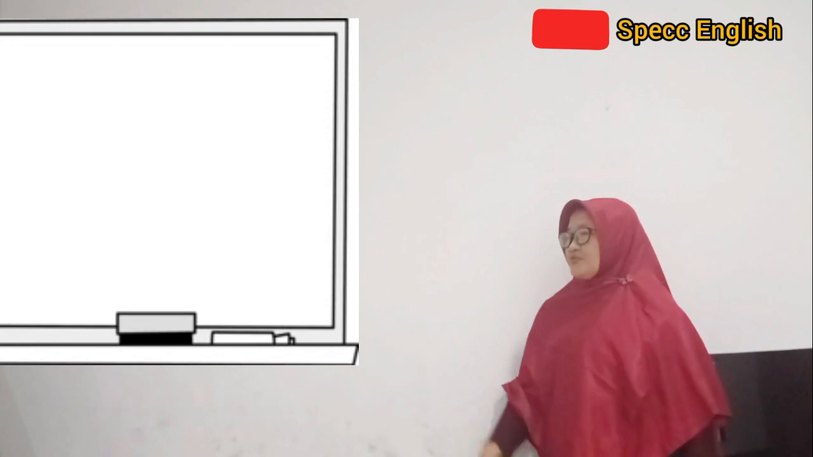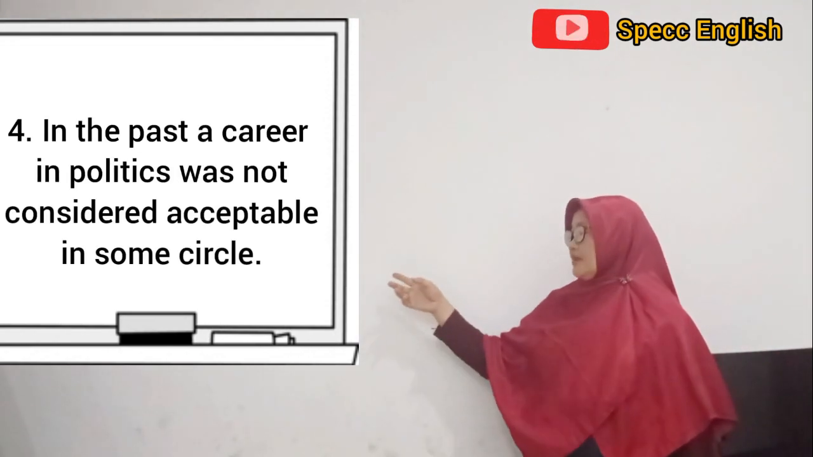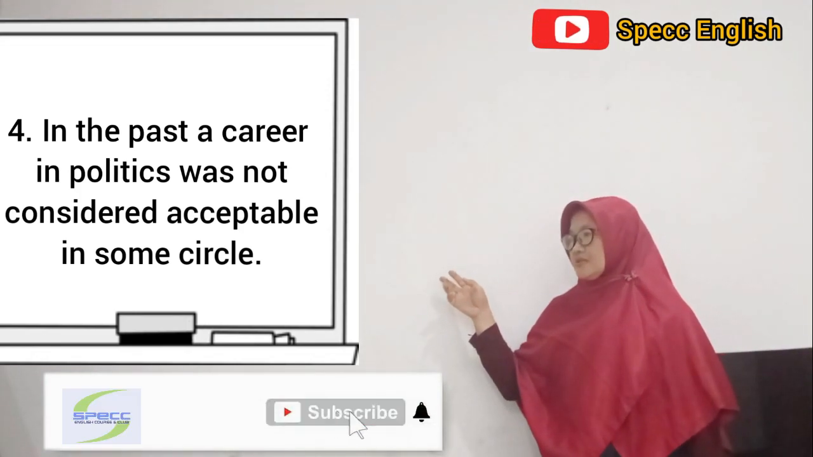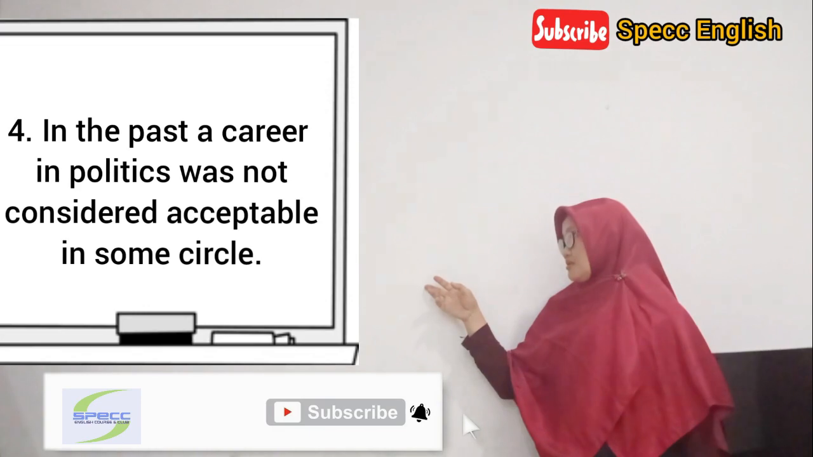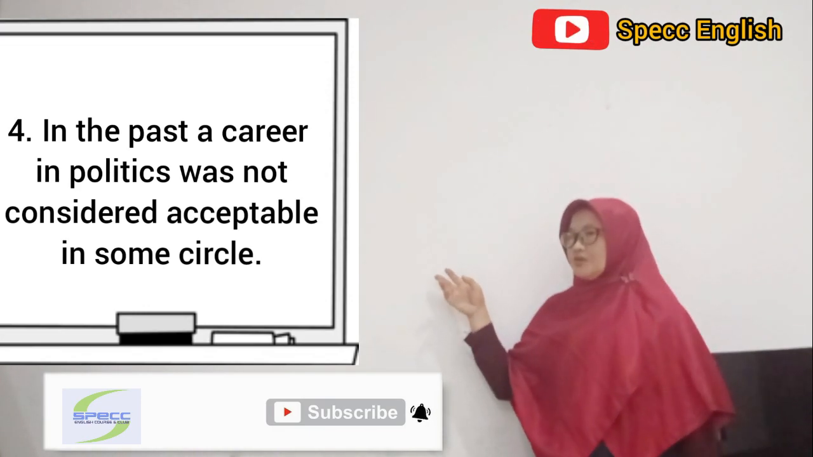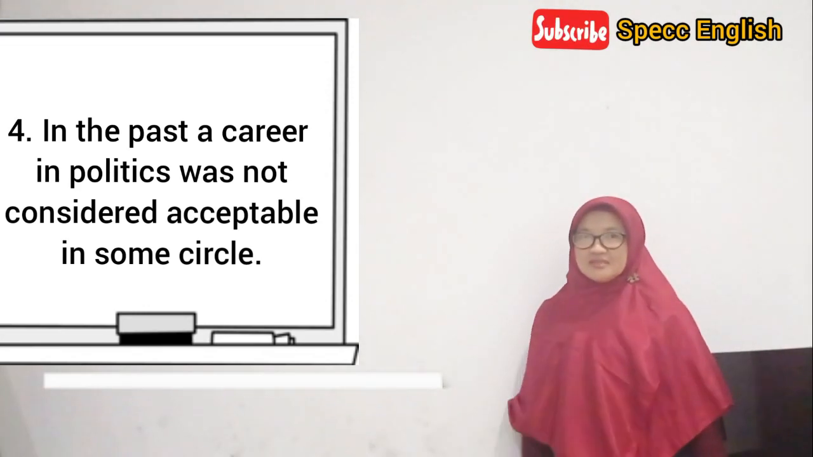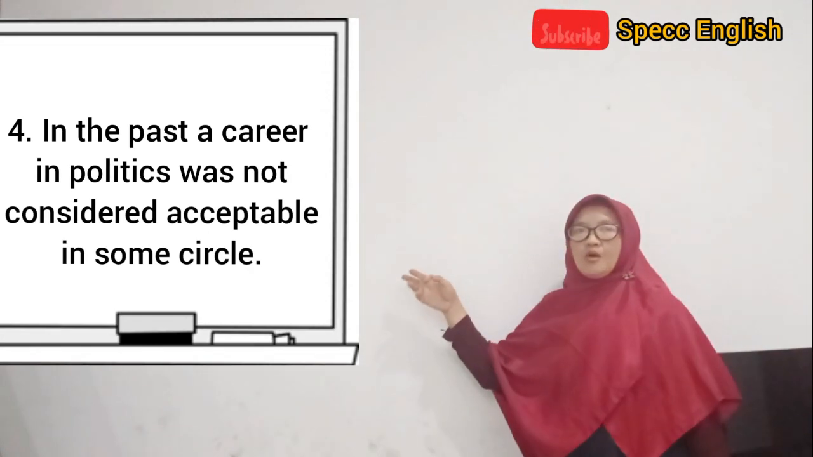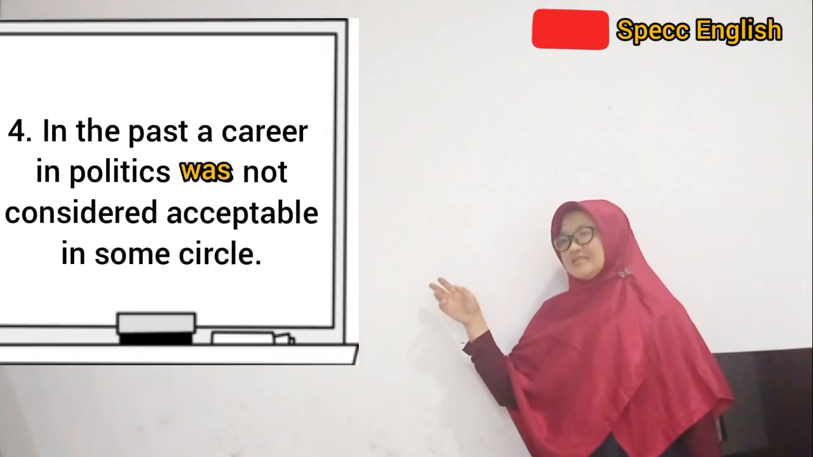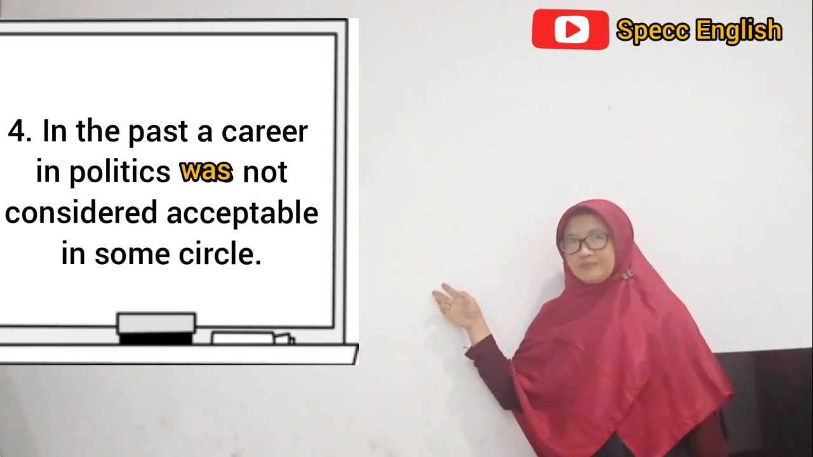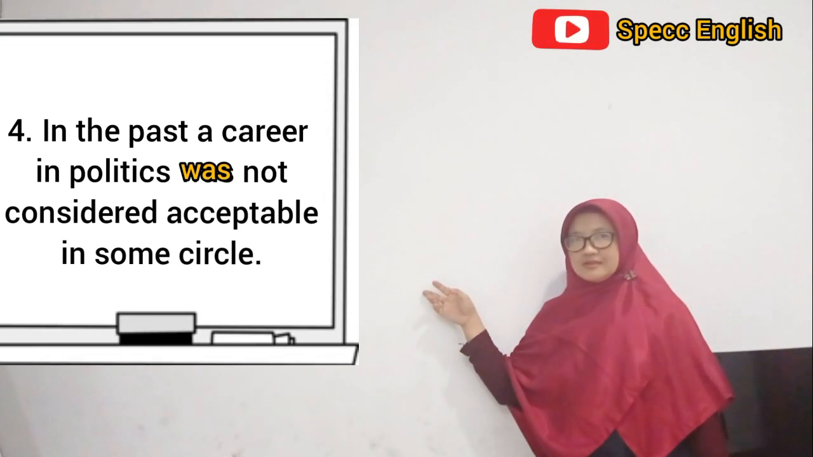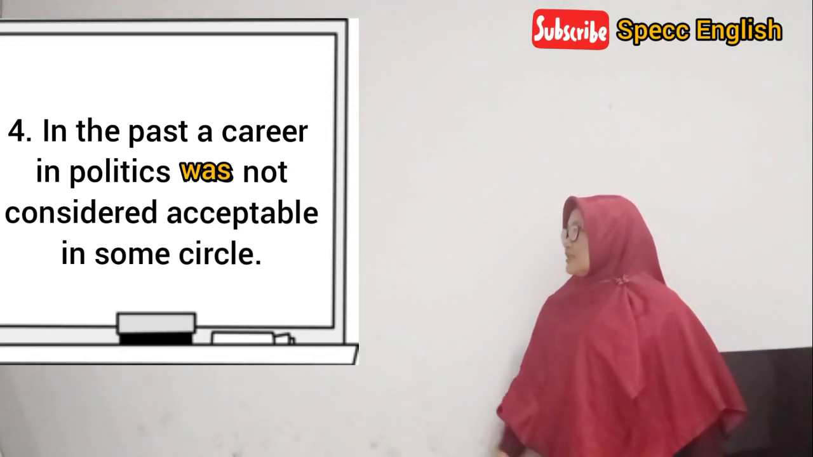Now, let's see the fourth example. In the past, a career in politics was not considered acceptable in some circles. Okay, so what is the verb of this sentence? Yes, what do we have? We have be: was not considered is the verb. So we have the to be in the past there, was, right? Okay, now the last example, that is number 5.